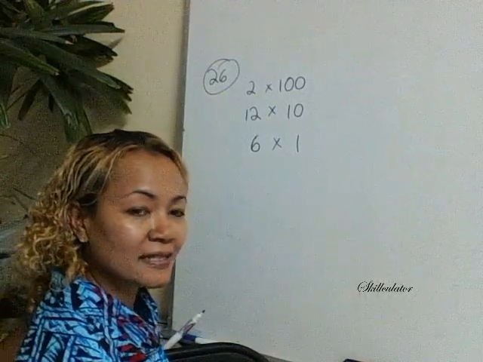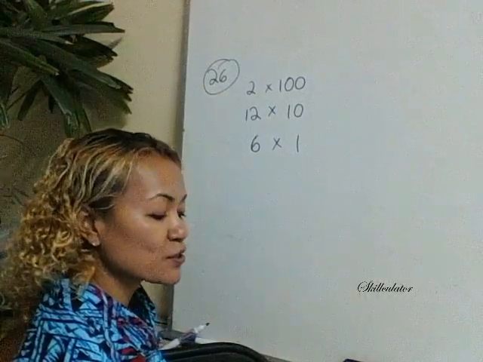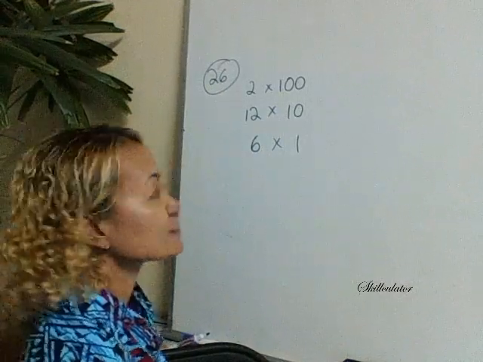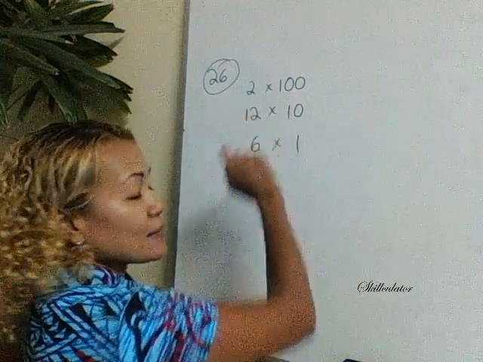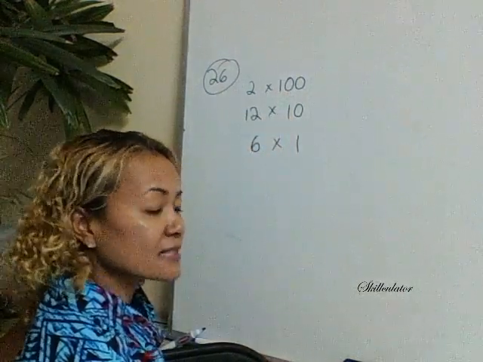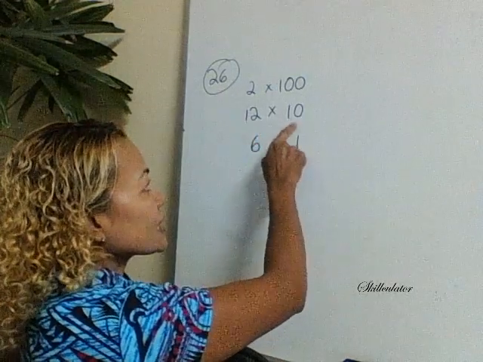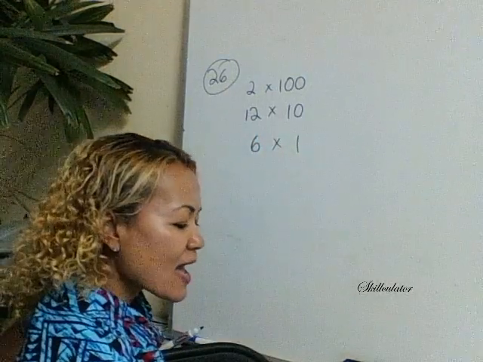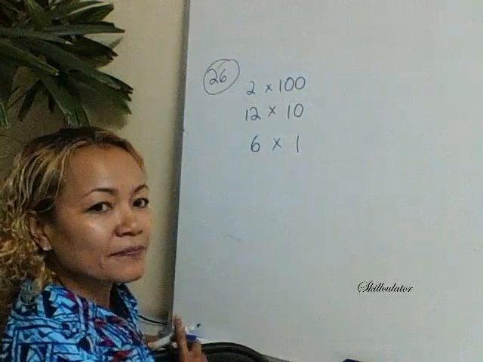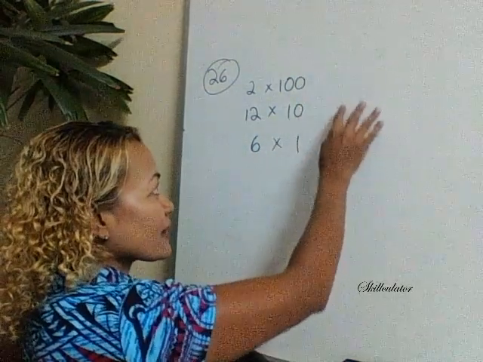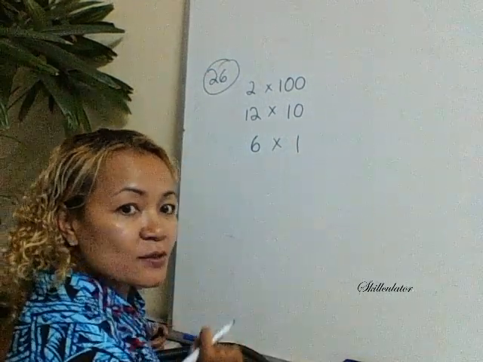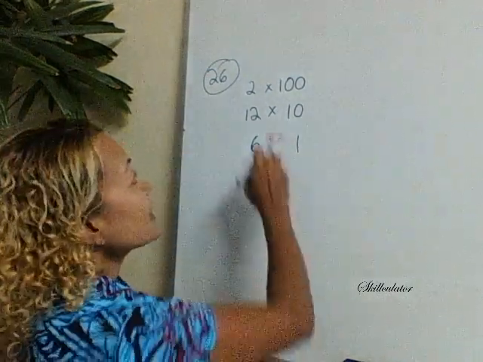Number 26 asks you to add 2 hundredths, 2 times 100, 12 tens, 12 times 10, and 6 ones, 6 times 1. You've got to find what that equals, and then you add them. That's the simplest way to approach this problem.